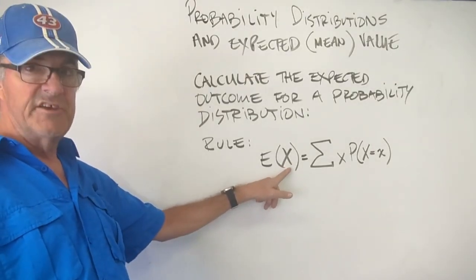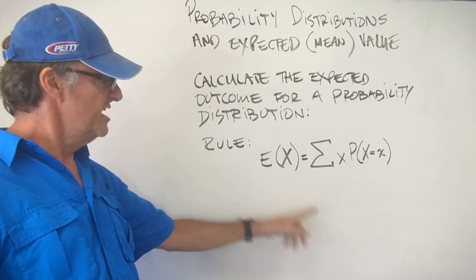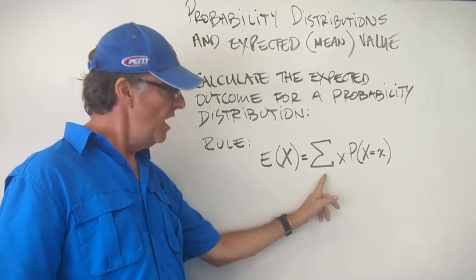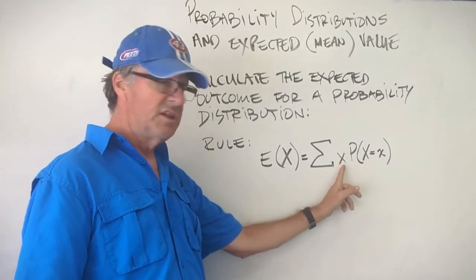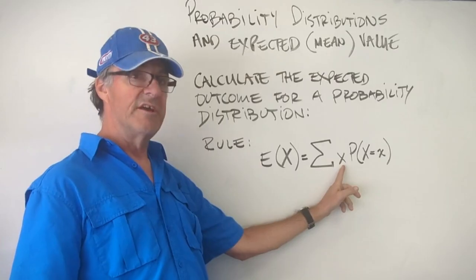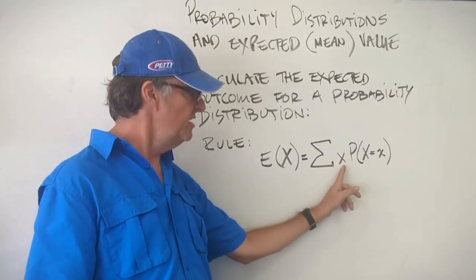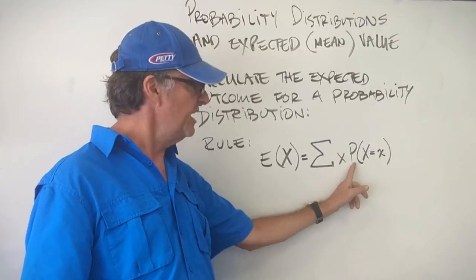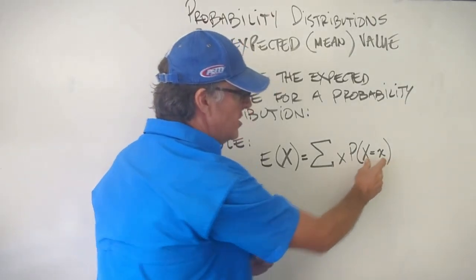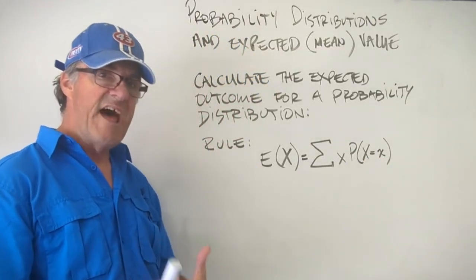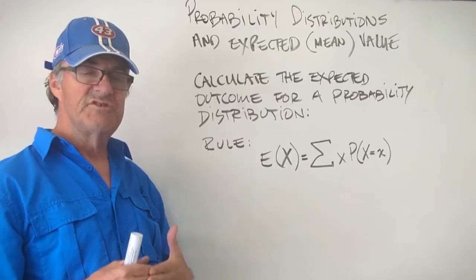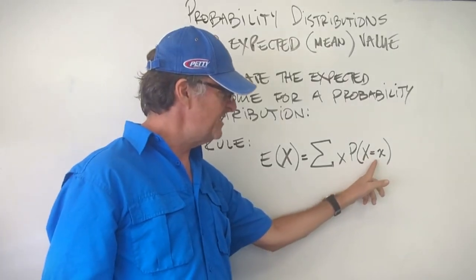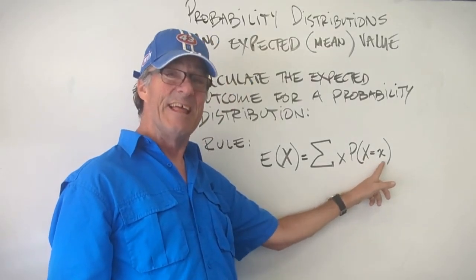So the expected value of random variable X is the sum of the little x, that's the value. In our case, that was 4, 5, 6, or 7. So it's the value times the probability of it happening. And then this notation here just means we're going to run that through all of the values of x. So basically this says for every little x.